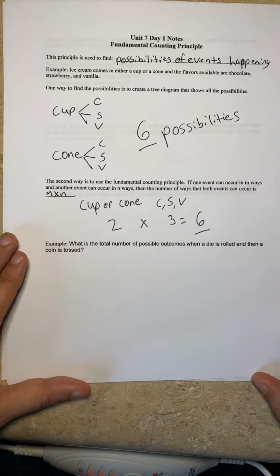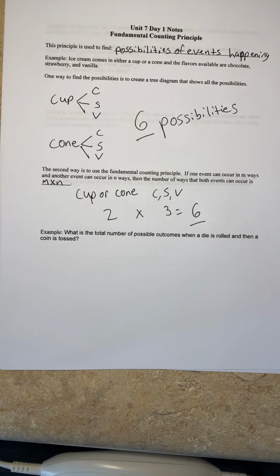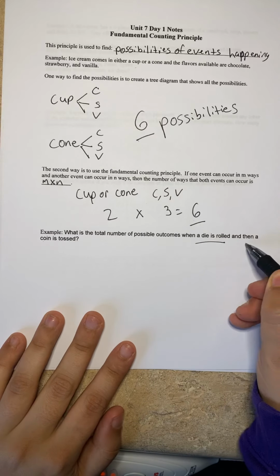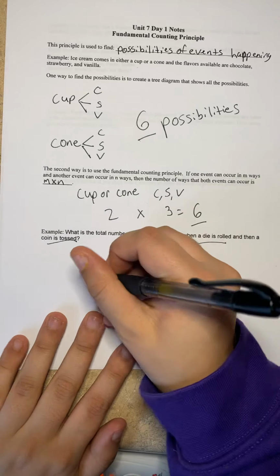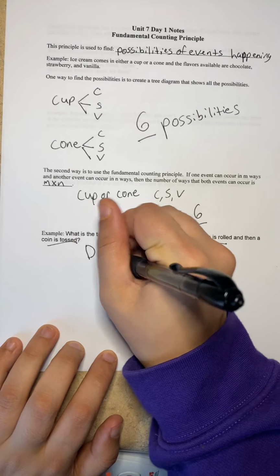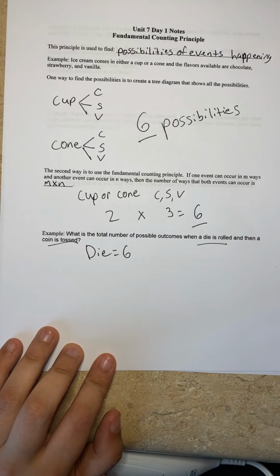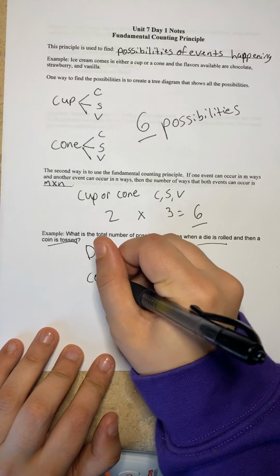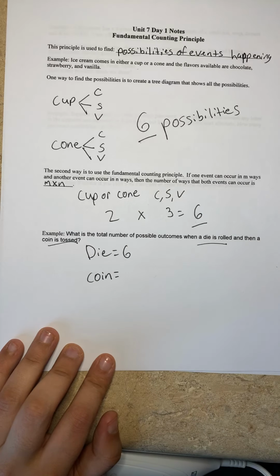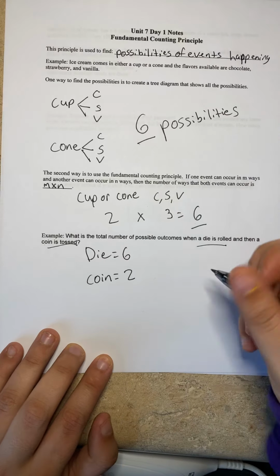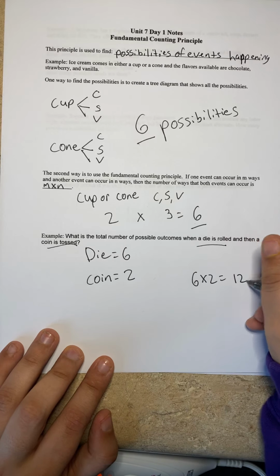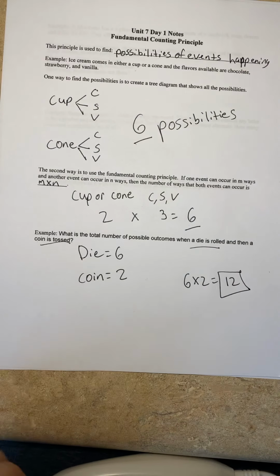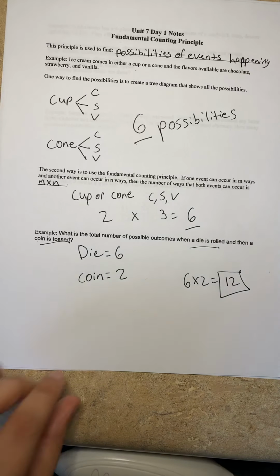So notice it gave me the same answer without having to do the tree diagram. Okay? So for another example, say we want the total number of possible outcomes if a die is rolled and then a coin is tossed. So when a die is rolled, remember that's 6 different sides. So that's 6 different options. And if a coin is tossed, there's 2 options, either heads or tails. So that means the amount of possibilities that could happen is 6 times 2, which is 12. Okay, easy peasy.